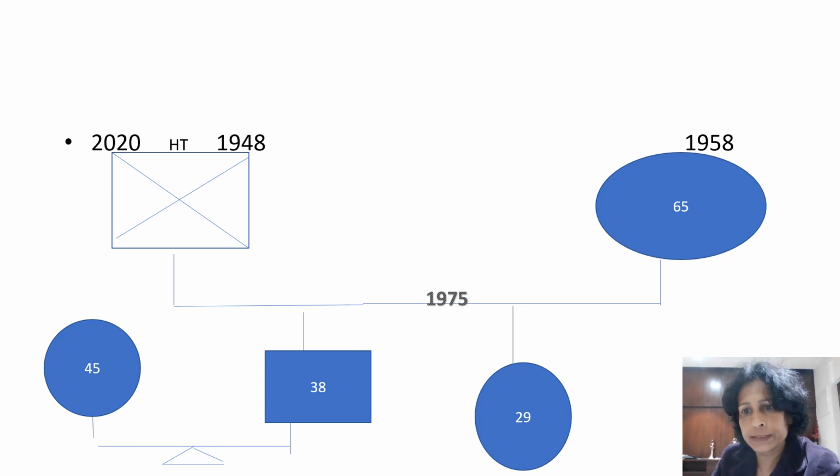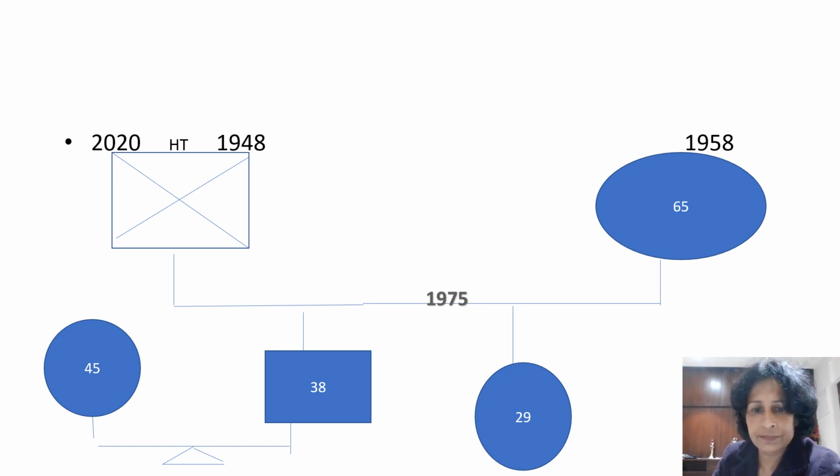Okay, birth year you are writing on the right hand side. So what you can say, 1958, 1948 are the birth years of different individuals here, and 2020 which is there on the left hand side, that indicates the death year of this male partner. And the cause of death also can be written. So I have written HT here. That shows that this male partner died because of hypertension complications.